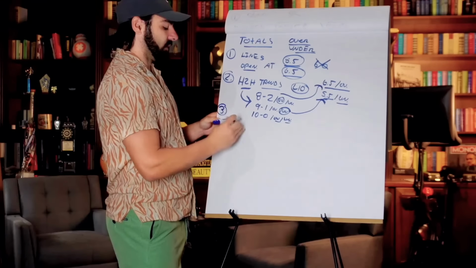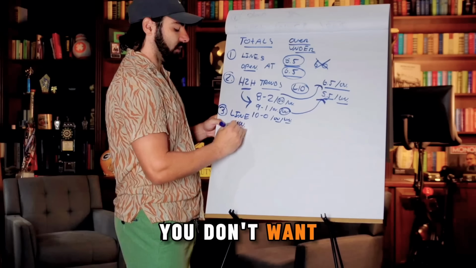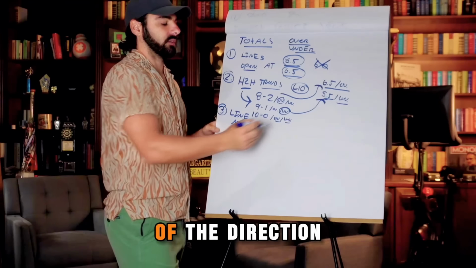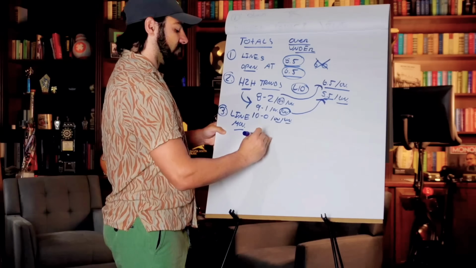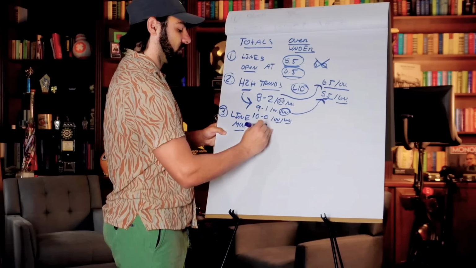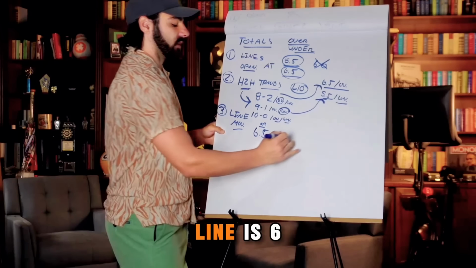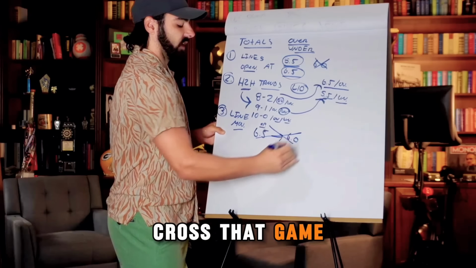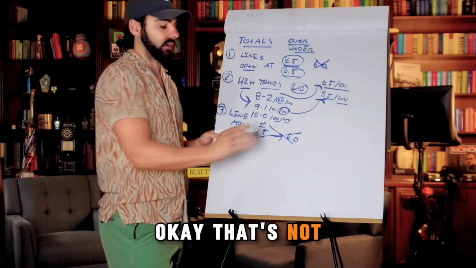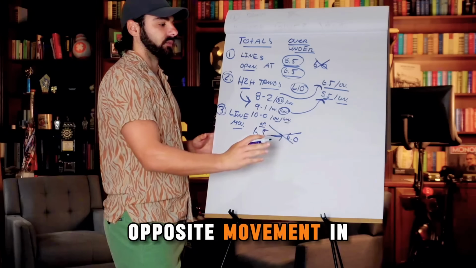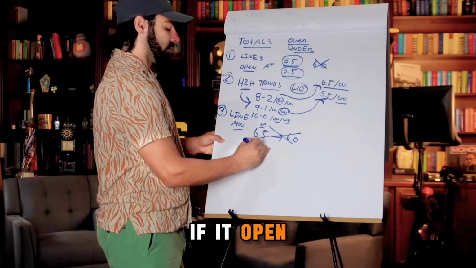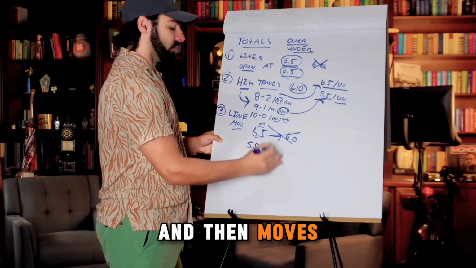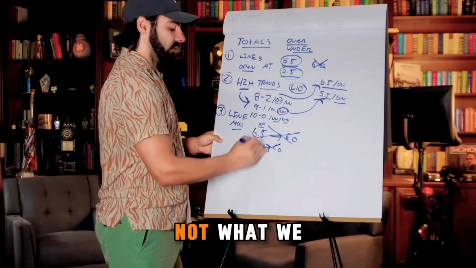Now number 3, line movement. You don't want line movement to be opposite to the direction that you're looking at. If this line opened at 6.5, but now that line is 6, then we're going to cross that game out. We don't want opposite movement in our line. Same thing goes for the 5.5. If it opened at 5.5 and then moves up to 6, that's not what we want.